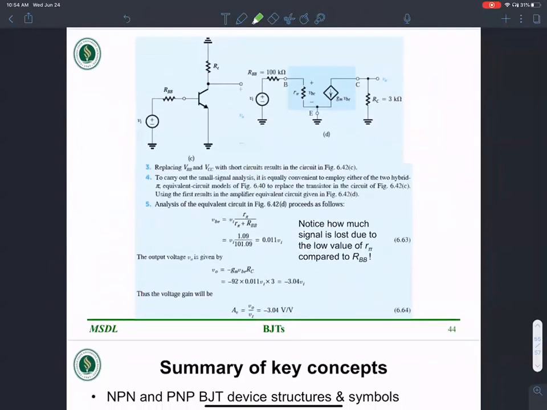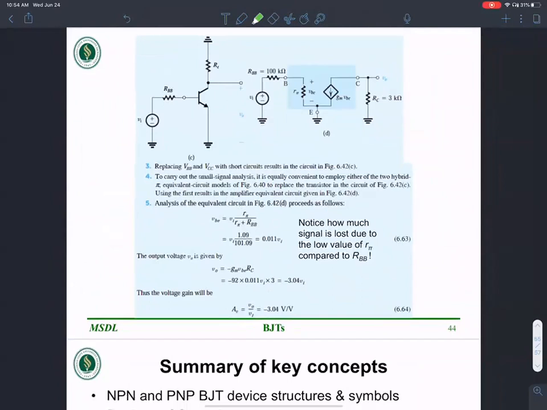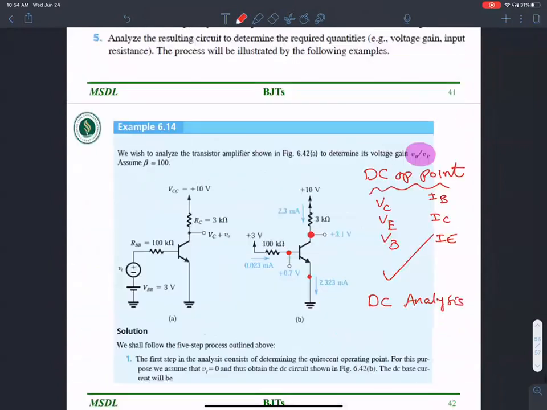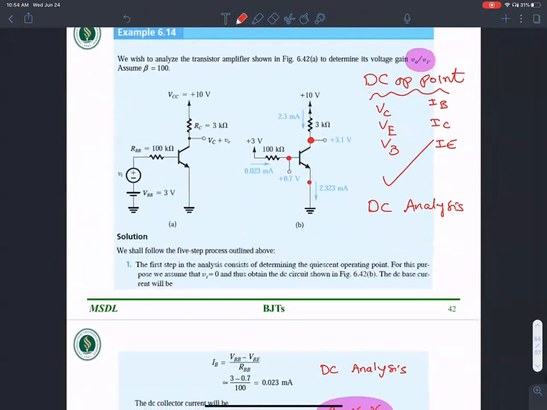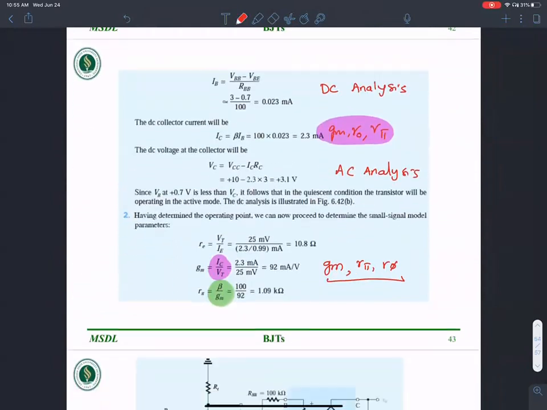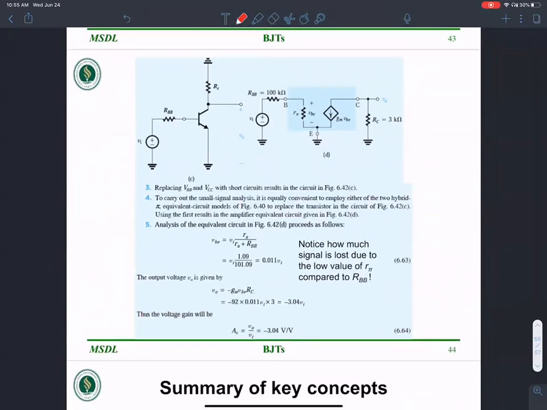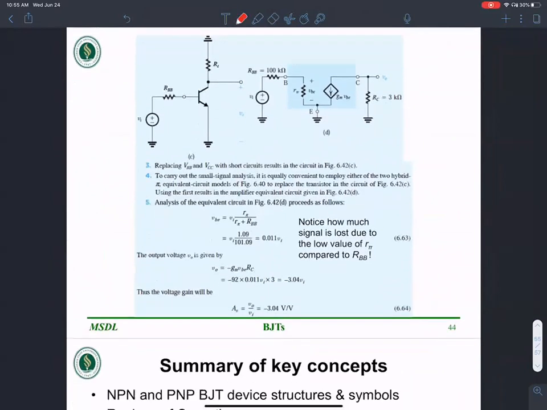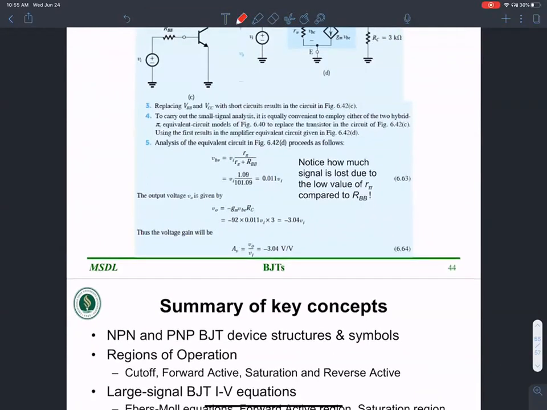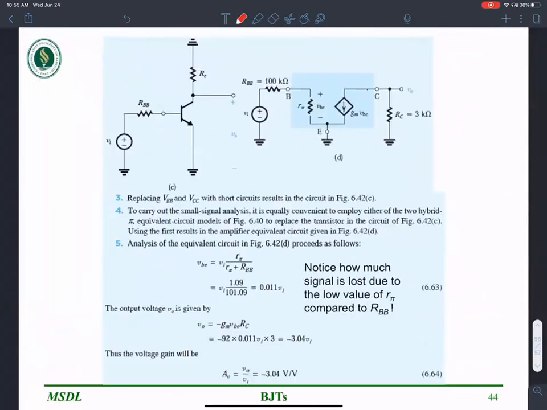Similarly, where is R naught? We can simply calculate R naught to be 1 over lambda ID. But let's see, there must be some hint provided in here to ask you to ignore the base width modulation. If you're asked to ignore the base width modulation, you can ignore R naught over here. R naught can be ignored. The base width modulation can be ignored.